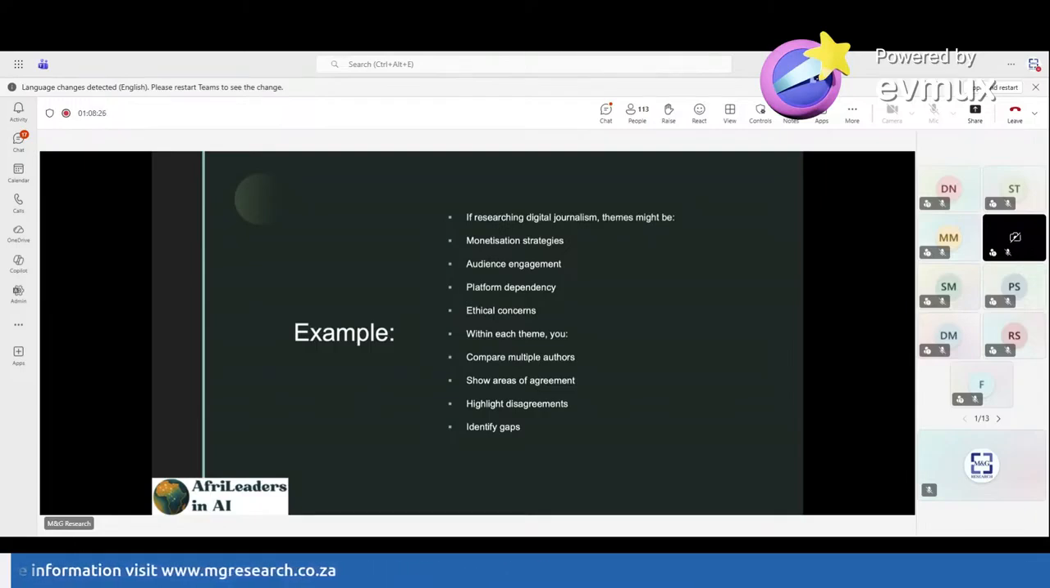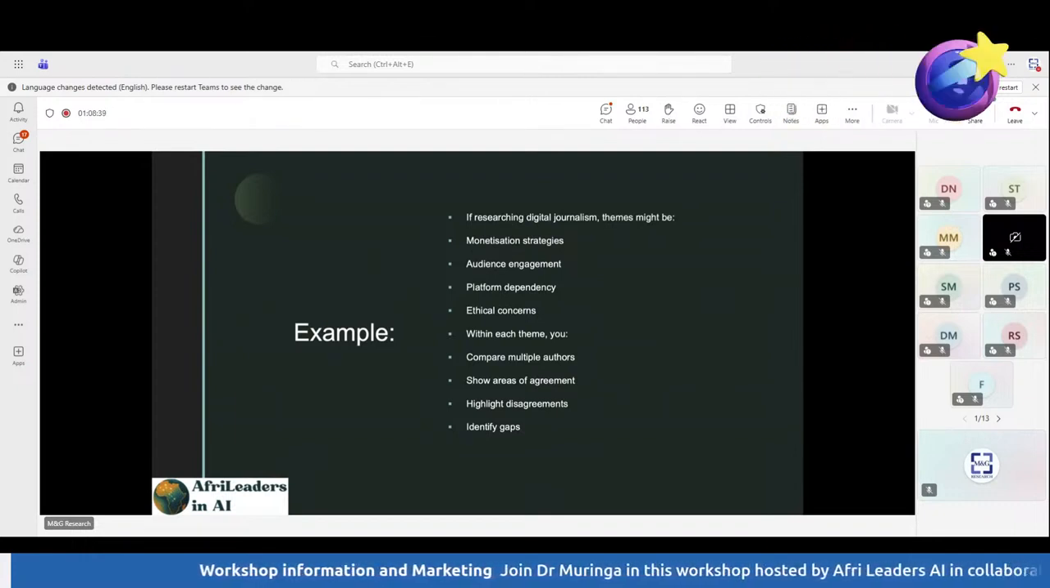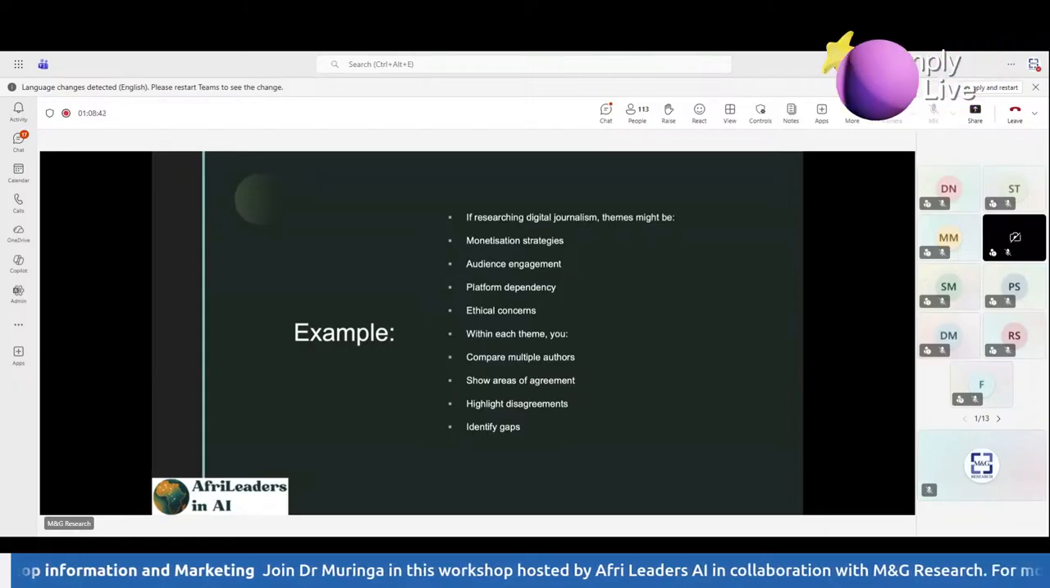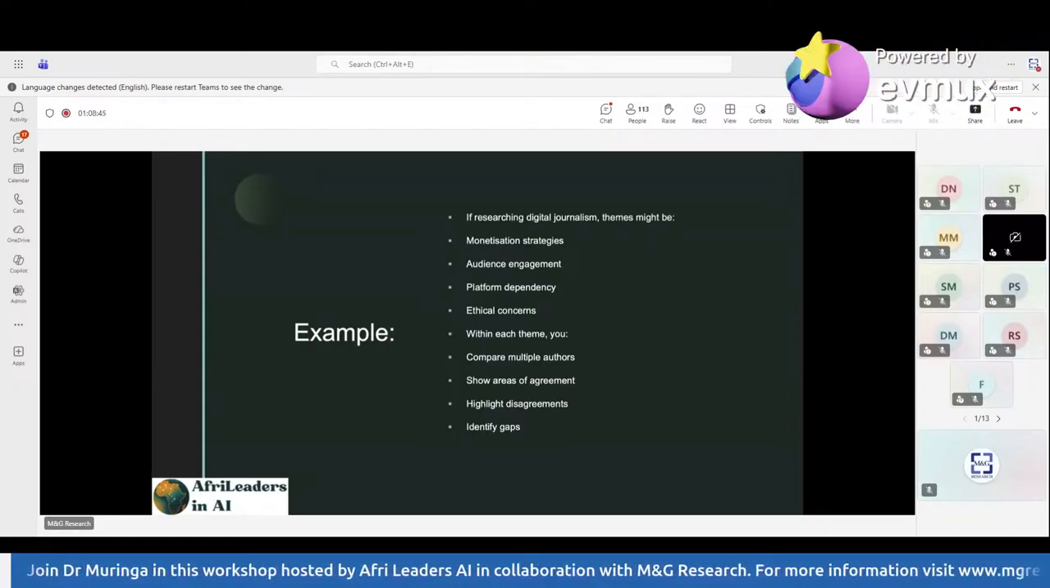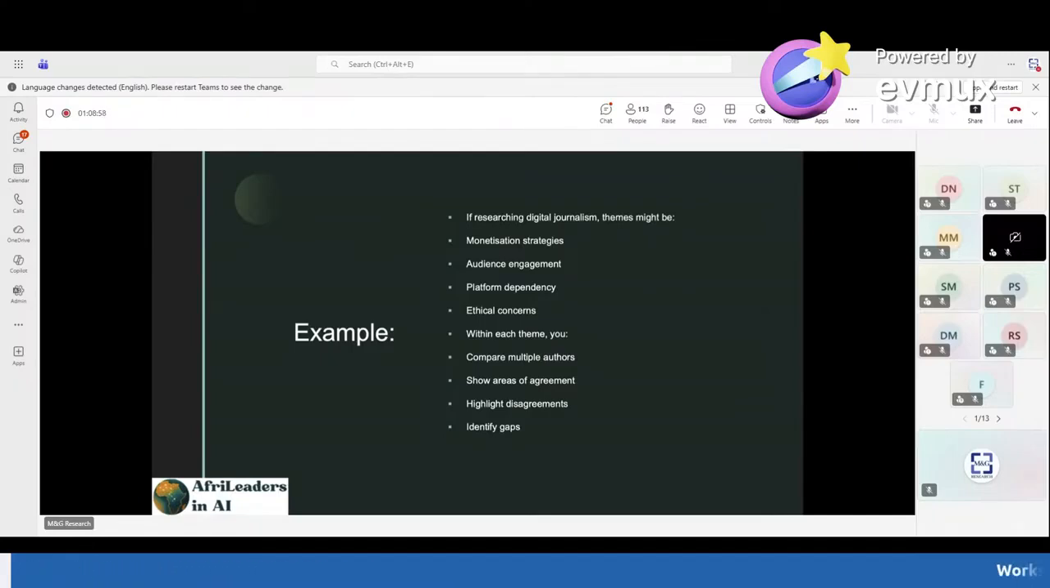You go in there, identify a theme, right? And in each and every theme, you need to compare what the authors are saying. Have 10 authors in each theme, so that you say, okay, under this theme, I'm going to synthesize and review these 10 authors. Then compare what these authors are saying. Then show areas of agreement where the authors are agreeing. When you bank these terms in your head before you start to write, you're comparing multiple authors: show areas of agreement, highlight disagreement, and identify gaps. That's what you need to have.